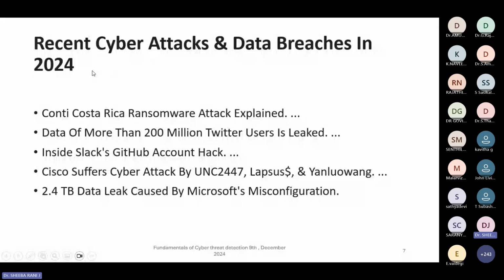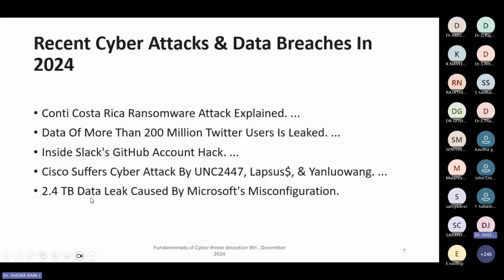So these are all in big companies. You see in Microsoft, a 2.4 terabyte data leak caused by Microsoft's misconfigurations. But this misconfiguration, who did that, and how? So it is really how it is like that. People, a question was there, right?